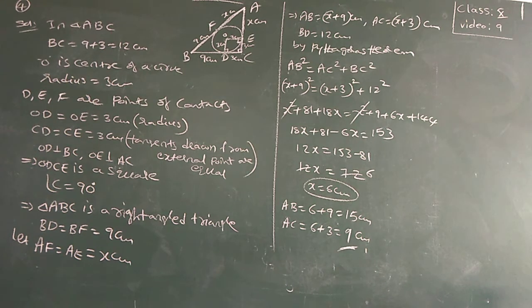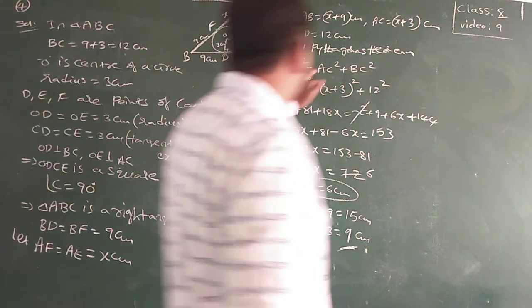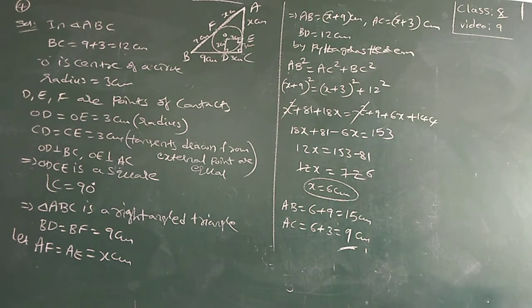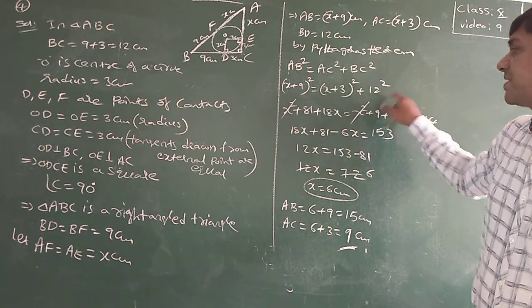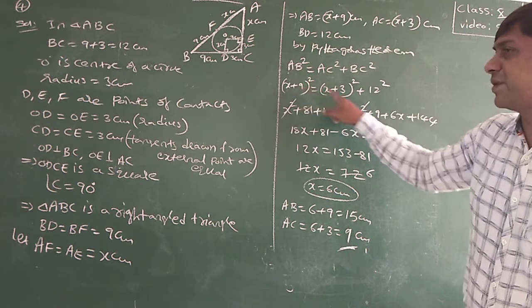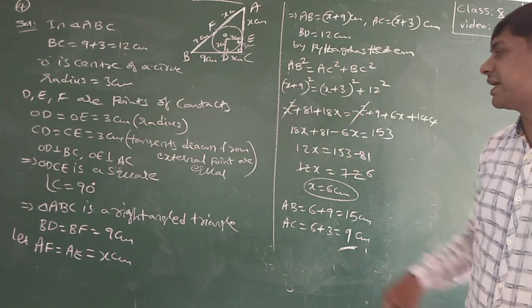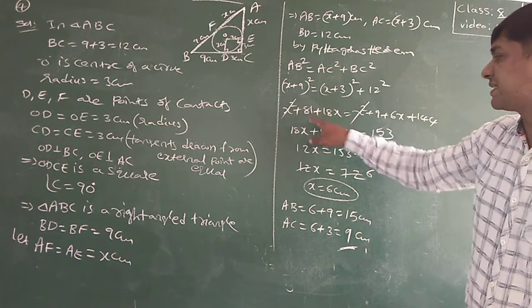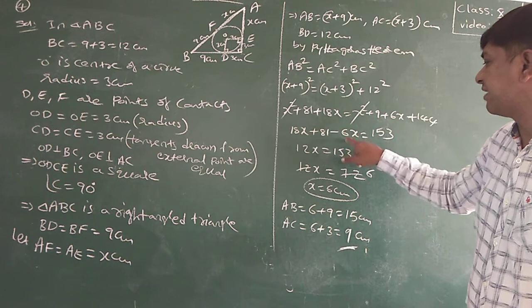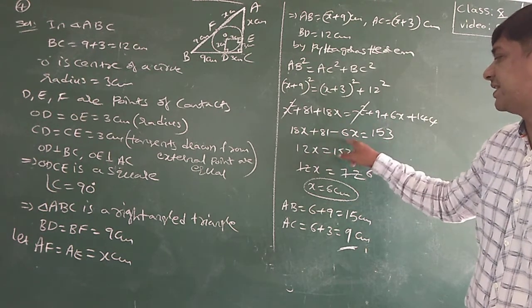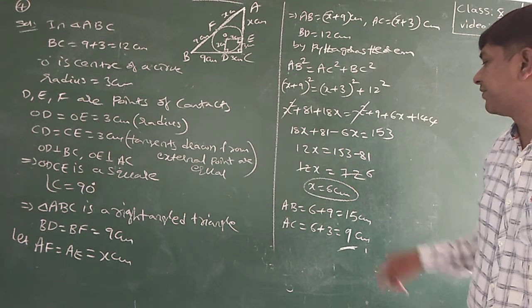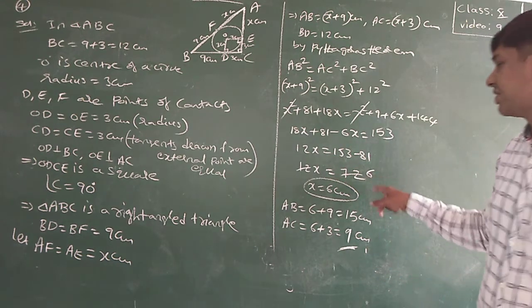By Pythagoras theorem, AB square is equal to AC square plus BC square. Hypotenuse square is equal to the sum of the squares of the other two sides. (x plus 9) whole square is equal to (x plus 3) whole square plus 12 square. Now expand (a plus b) whole square. We will get x square cancelled. 18x plus 81 on this side, and 6x minus 6x on that side. 9 plus 144 is 153. 18 minus 6 is 12x is equal to 153 minus 81. 12x is equal to 72.